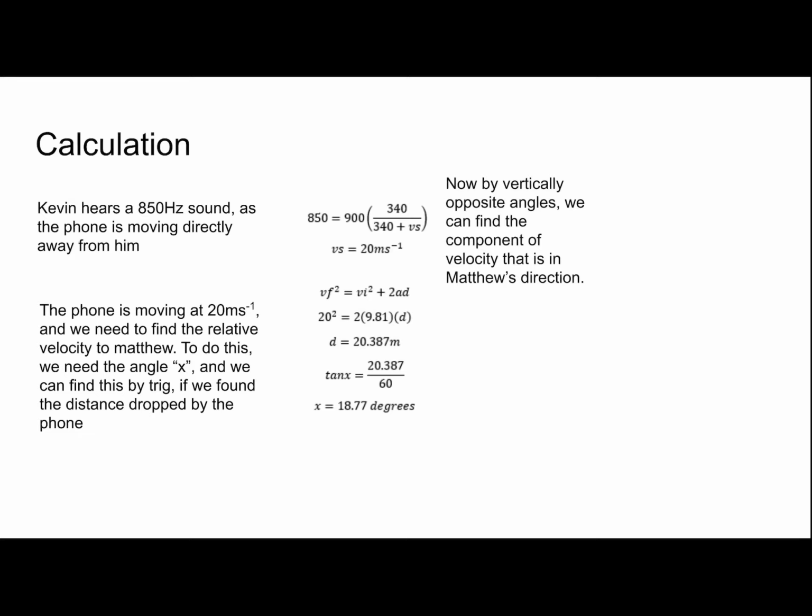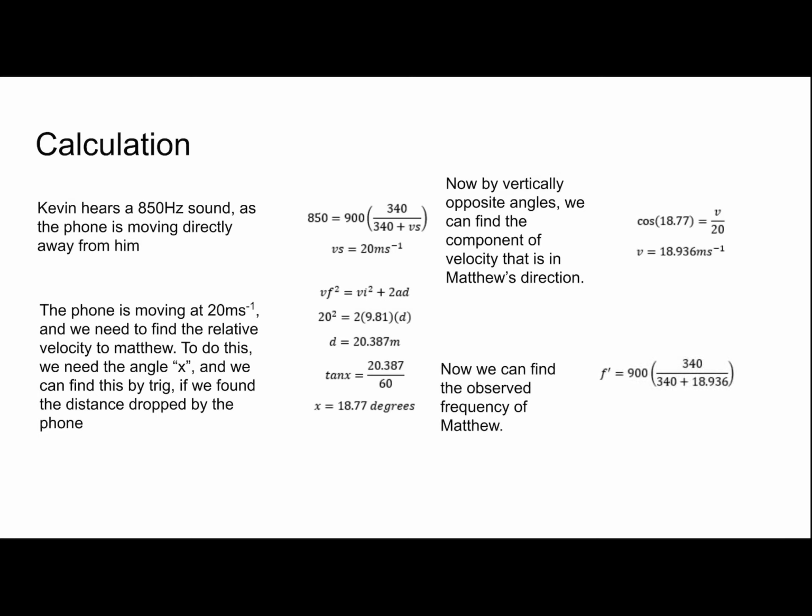Now, by vertically opposite angles, we can find the component of velocity that's in Matthew's direction. The angle x is equal to the angle in that vector diagram as well, because of vertically opposite angles. Therefore, cos of 18.77 equals V over 20, and V equals 18.936 meters per second. This is the relative velocity of the phone to Matthew, and we can use this velocity in our Doppler equation. Now we can find what frequency Matthew observed when Kevin observed a frequency of 850 hertz, using our Doppler equation.